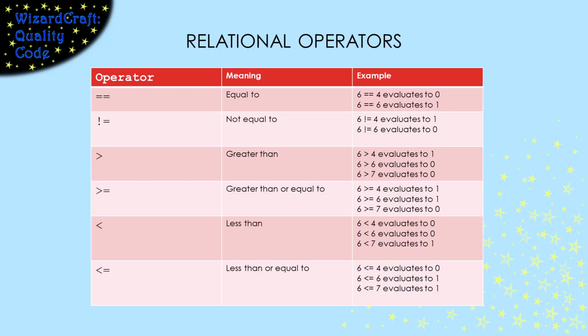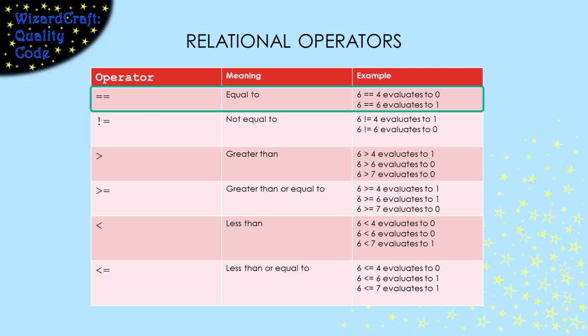These are the basic relational operators. Notice these things. In C, these evaluate to 1 or 0. That's because anything that is not 0 is considered true, and 0 is considered false. In Java, they evaluate to true or false. For the rest of this video, when I say true, I mean 1 in C, and when I say false, I mean 0 in C.